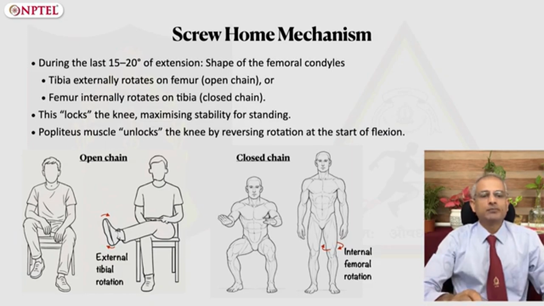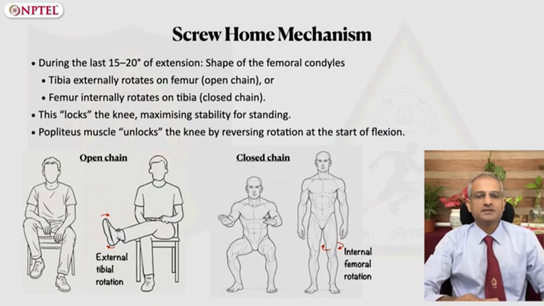These movements help lock the knee, maximizing the stability of the knee while standing. This is responsible for lesser energy expended when a person stands for a prolonged period of time, and this is the reason why one can stand for prolonged periods without getting tired. The opposite movement to locking happens when flexion is initiated, and this unlocks the knee for further flexion. Popliteus is the muscle which is responsible for this action.